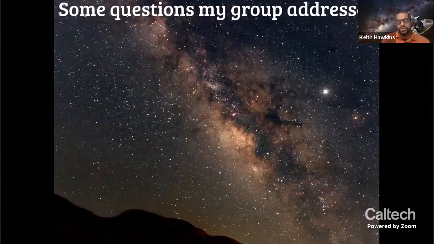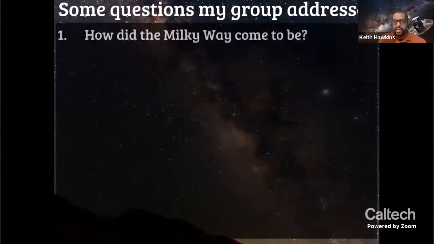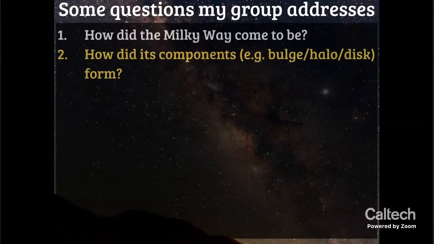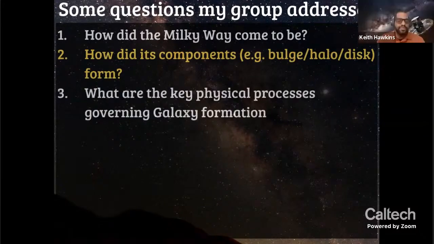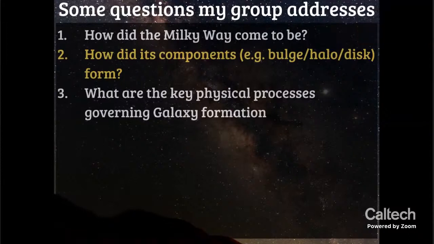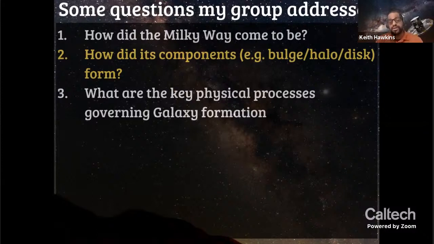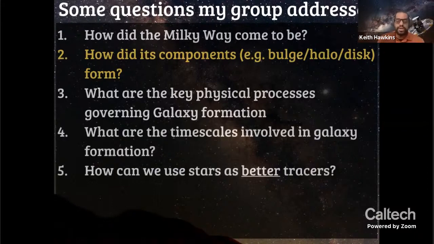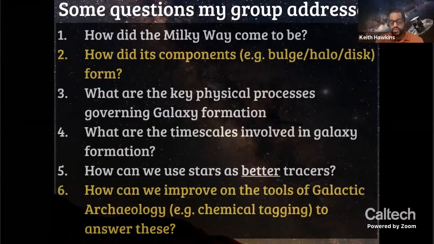Some of the overall science questions that my group tries to address are things like, how did the Milky Way come to be? And how did its different components form? We know that it has a bulge, a disk, a halo, or potentially two disks, or probably two disks. So how do these different components form? Some of the other questions that I'm interested in are things like, what are the key physical processes that govern galaxy formation? What are the timescales involved in galaxy formation? How can we use stars as better tracers? And how can we improve the tools of galactic archaeology, things like chemical tagging, to answer some of these questions?